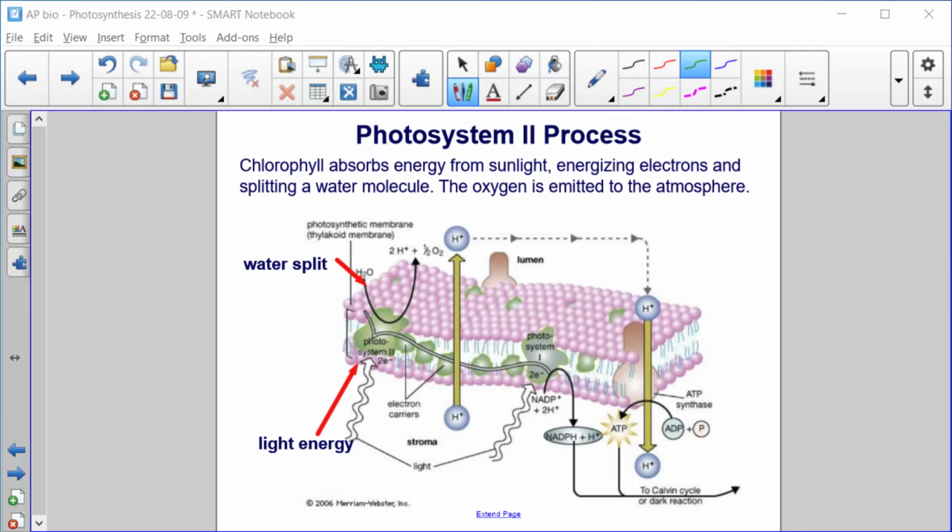So let's take a look here. This is photosystem 2 right here. The chlorophyll is absorbing energy from sunlight, energizing electrons, and splitting a water molecule. So here comes our water molecule right here, and we're splitting it into 2H+ and 1/2 O2. The oxygen is emitted to the atmosphere.